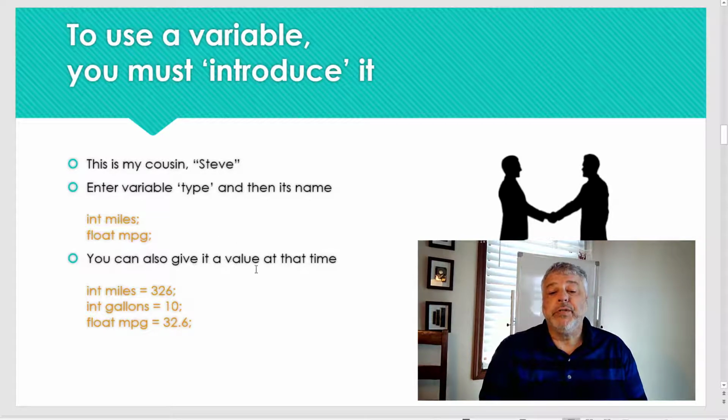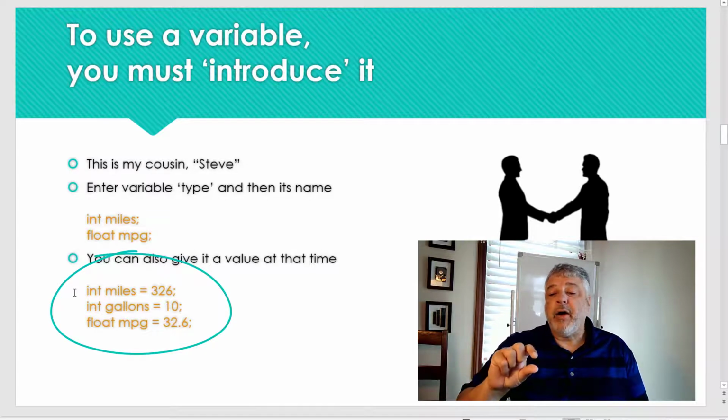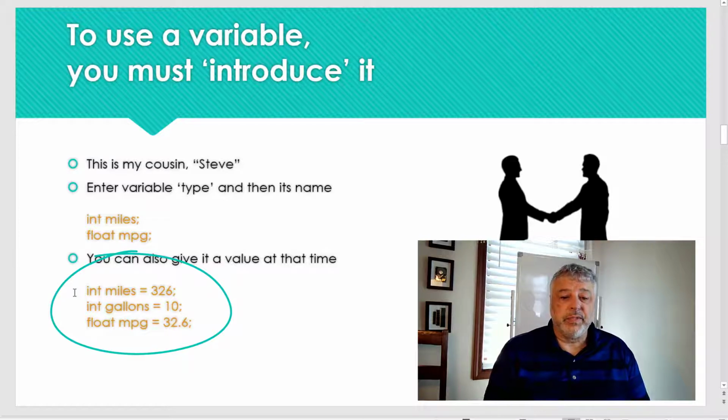If you wish, you can also give your variables values when you introduce them. In this case, to give a variable a value, we simply tack on an equal sign and the value that we want to put into it. So I'm saying integer miles is equal to 326. We've traveled 326 miles. Int gallons, we've used 10. And float mpg equals 32.6, which would be holding the 326 divided by 10.